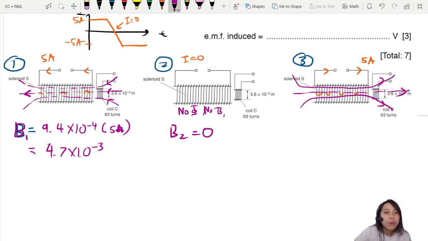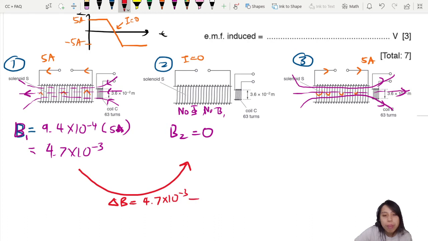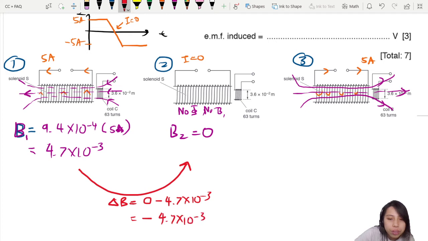So in this case, if you want to find the change in flux from number 1 to number 2, the change in B that you need to know is 4.7 times 10 negative 3 minus 0. Or I guess final minus initial. We follow convention: final minus initial, so 0 minus 4.7 times 10 negative 3. This gives me a decrease in magnetic flux density. Negative just tells me it's a decrease.